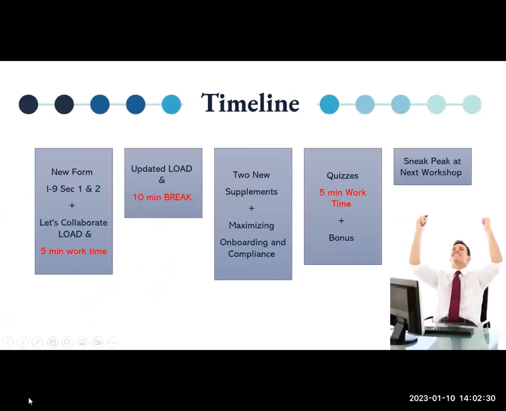Okay, next slide. I also wanted to give you a little bit of an overview as to how I'm going to do this. It's 2 hours. And I know that I cannot stay focused for 2 hours. I need break times. So in the first portion of time, we're going to be covering the new Form I-9 sections 1 and 2, and we're going to collaborate on the list of acceptable documents.